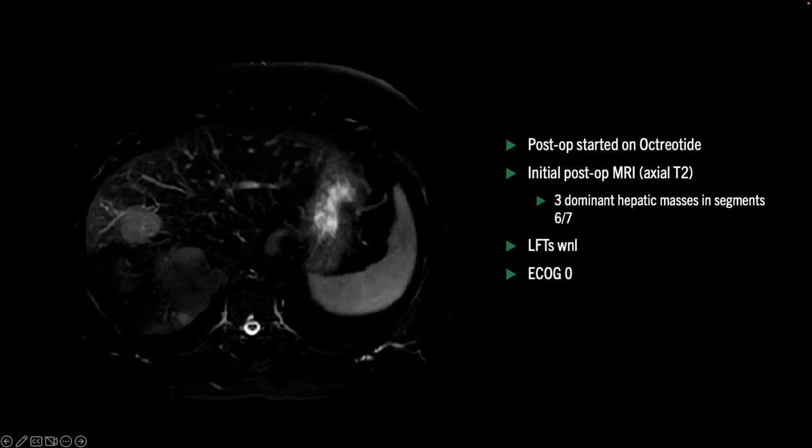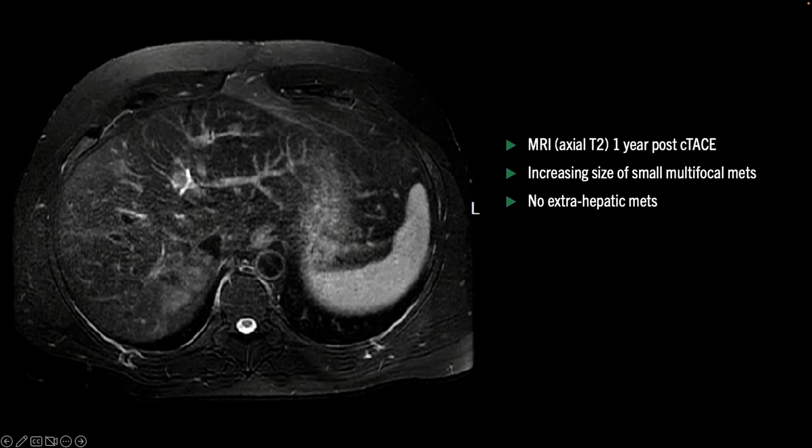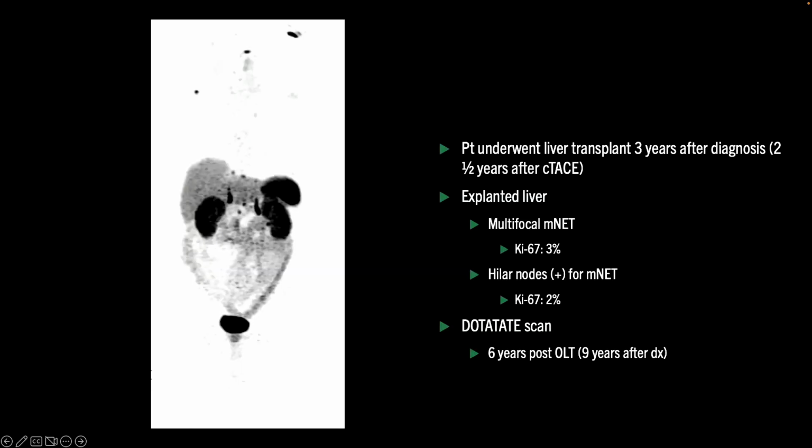So this is what he looked like before. And then this is what he looked like after I treated him. So I did a couple of rounds of chemoembolization, got those tumors under control. He ended up going on to get a liver transplant. But when they did the transplant, what they found is that he had positive cancer in his lymph nodes, which we weren't expecting, okay? And so now he's transplanted, he's got nothing in his liver, but he does have small focal disease.